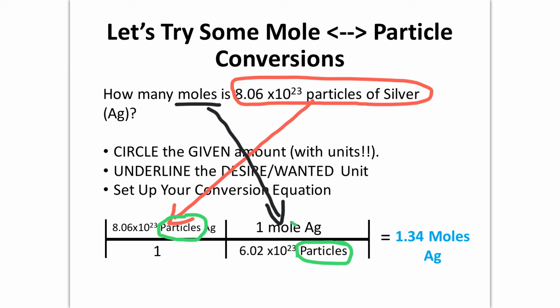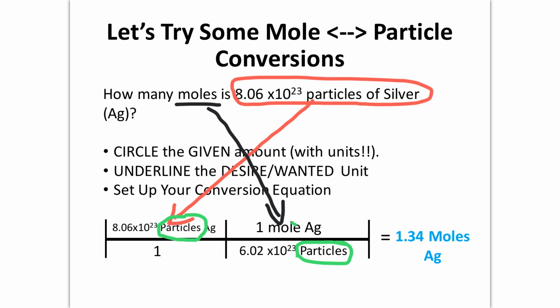So take a guess of what it should be first. I look at this number here, 8.06 times 10 to the 23rd. I say, well, that's a little bit larger than 6.02 times 10 to the 23rd. I should have more than 1 mole, right? I shouldn't have a lot more than 1 mole because it's not that much bigger. So if I get about 1.3, that looks about right. If I got like 10 to the 46 moles, that doesn't look right.